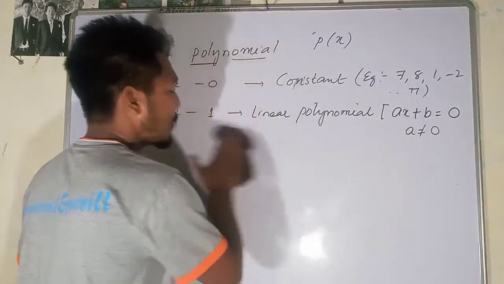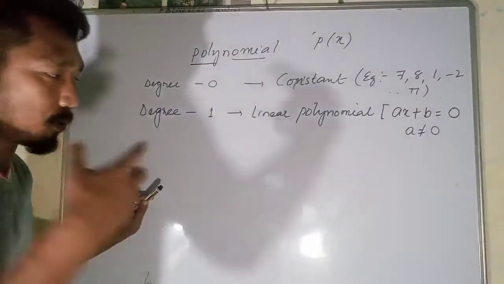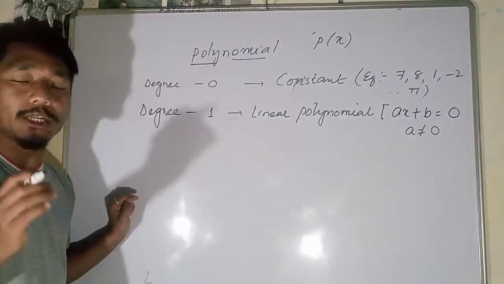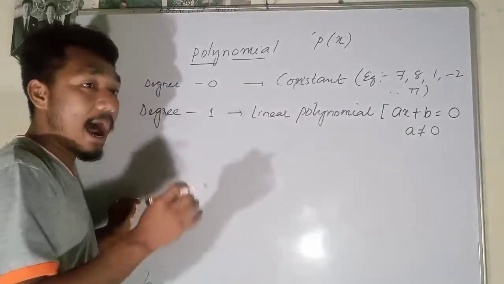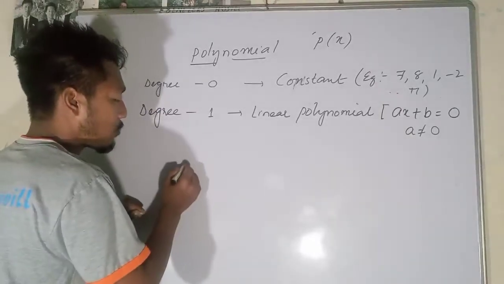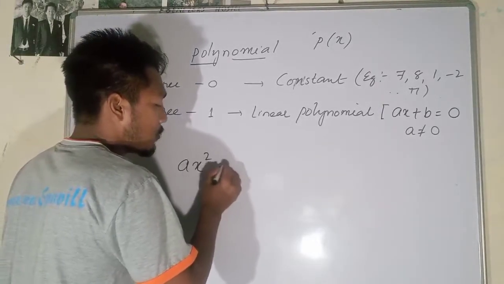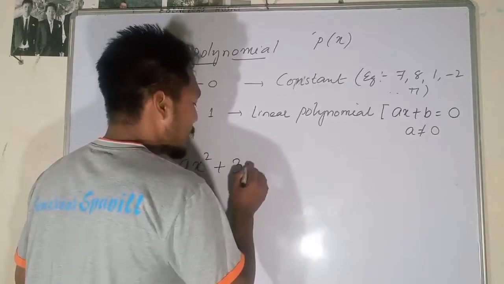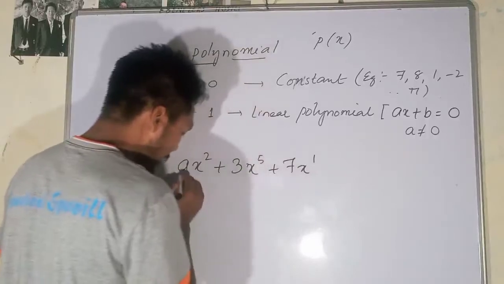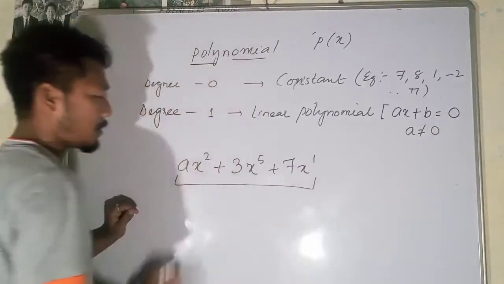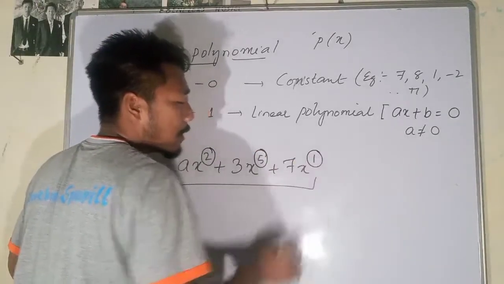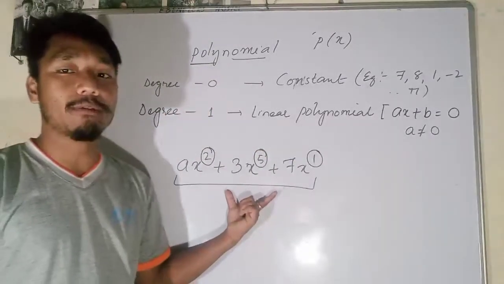When do we say the equation is a polynomial? The equation is said to be a polynomial if their degrees are whole numbers. For example, ax^2 + 3x^5 + 7x^1 is a polynomial. Why? Because the power is 2 here, 5 here, and 1 here, and this type of equation is called a polynomial.